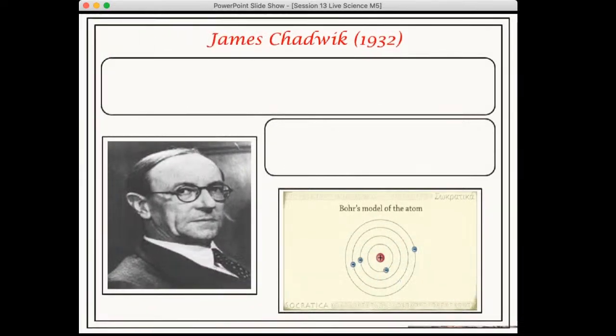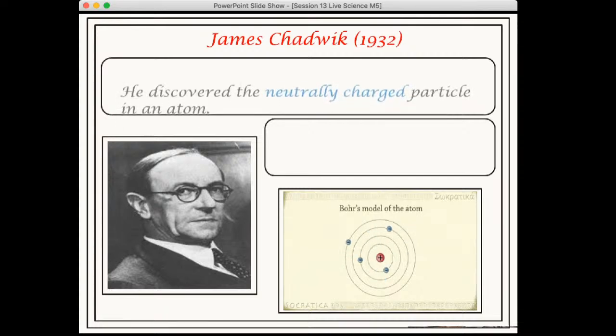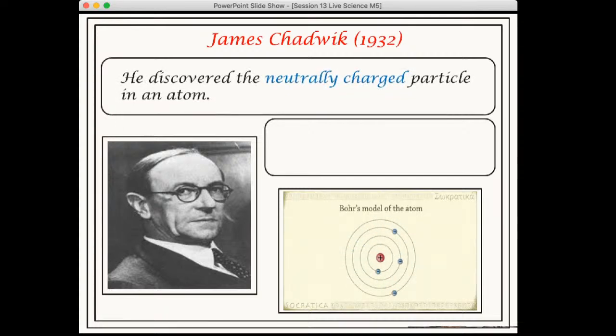The atom study still was not complete. Around 1932, another scientist by the name of James Chadwick discovered the neutrally charged particle in an atom. This particle, he called the neutron, found within the nucleus of an atom.